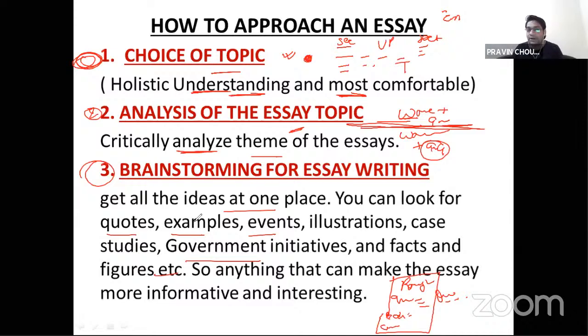you should know them. Suppose you are going to write an essay on financial inclusion. You should know some initiatives like Pradhan Mantri Jan Dhan Yojana, a program that was started by the government of India to provide financial inclusion to every part of the country. A bank account should be open to each and every person of our country. So that's an initiative of the government.